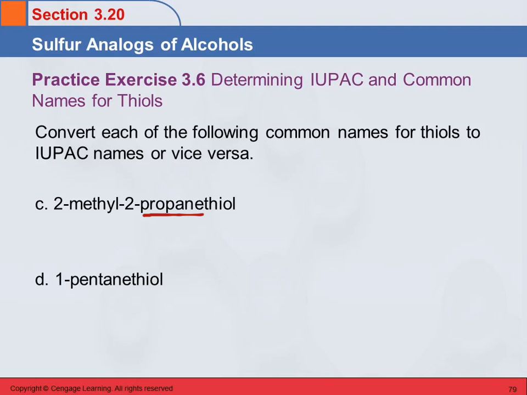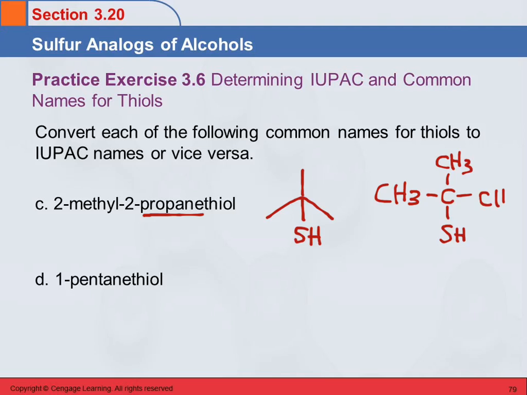I'm going to do this one with lines. So I'm going to count 1, 2, 3, because propane, mom eats pickles. So 3 carbons. And 2-methyl means that there's a methyl group on the second carbon. And 2-propane thiol means on that second carbon is the thiol group. And that almost looks like a chicken claw or something, doesn't it? So that would be CH3, C, with a methyl group and a thiol group, and CH3 over here.